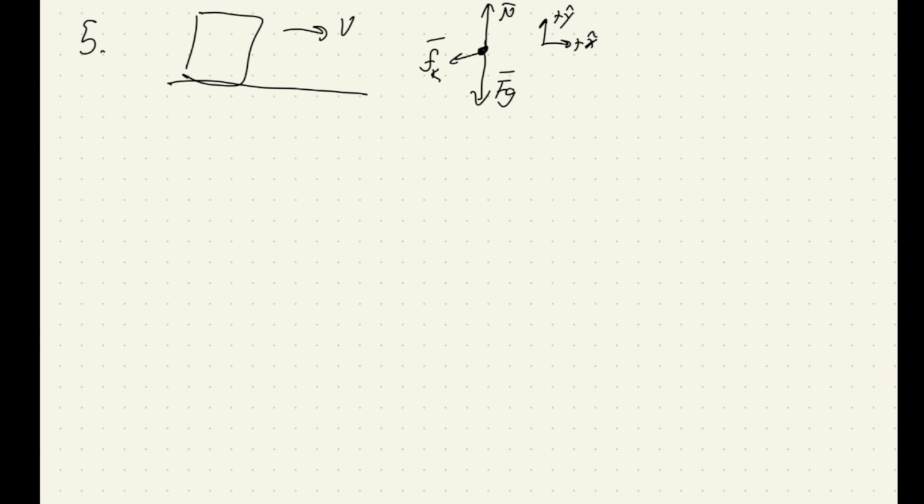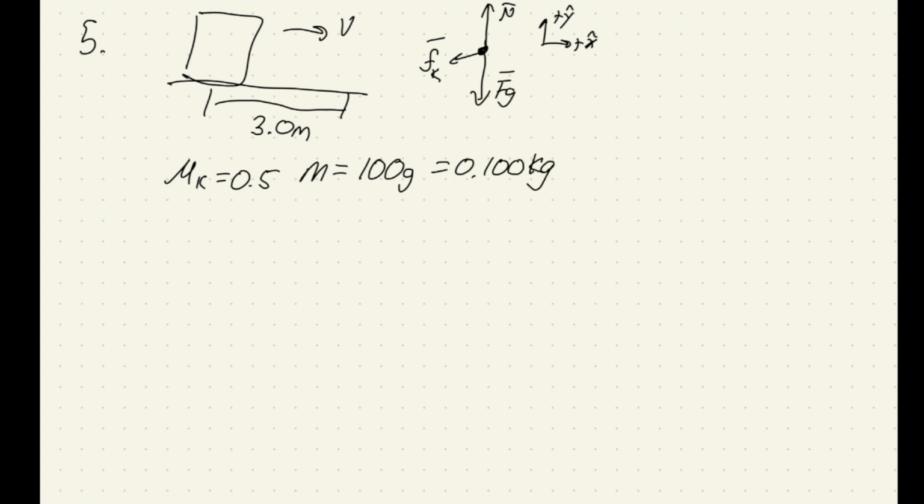And then I can ask, let's say that this thing moves for a total distance of 3 meters before coming to a stop. And I know my friction coefficient for that surface is something like, say, 0.5. And the mass of this box is 100 grams, or 0.100 kilograms. The question is, how much work will friction do as it slows this thing down to a stop? I'll give you a moment to try to work it out for yourself, and then we'll come back and give it a shot.